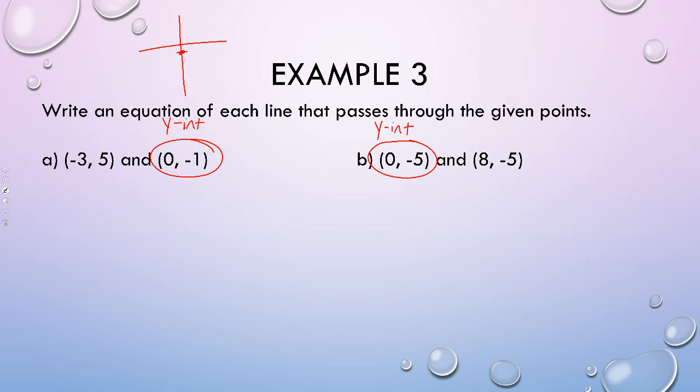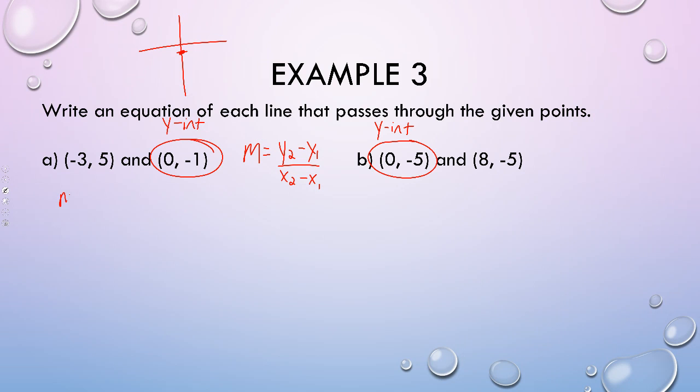So now what do I need? I have my y-intercept, I need my slope. What am I going to use? I'm going to use my slope formula. m equals y2 minus y1 over x2 minus x1.